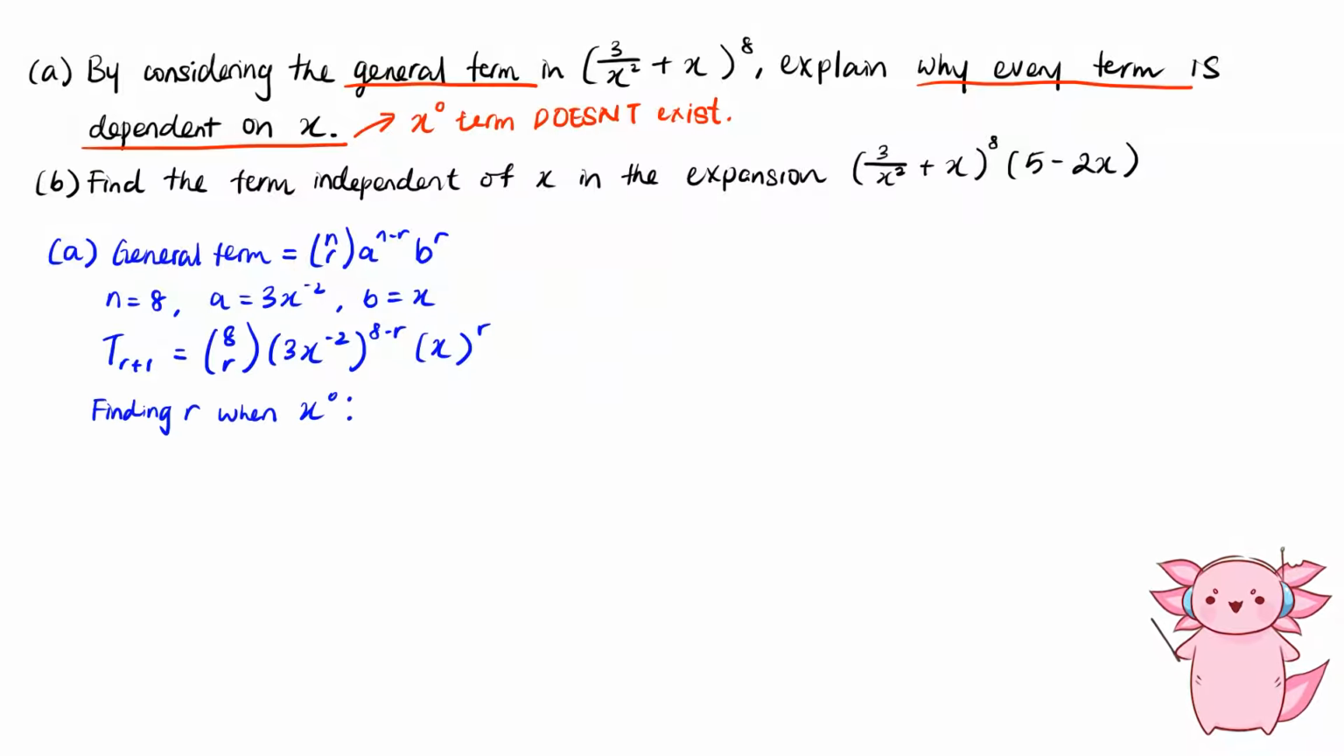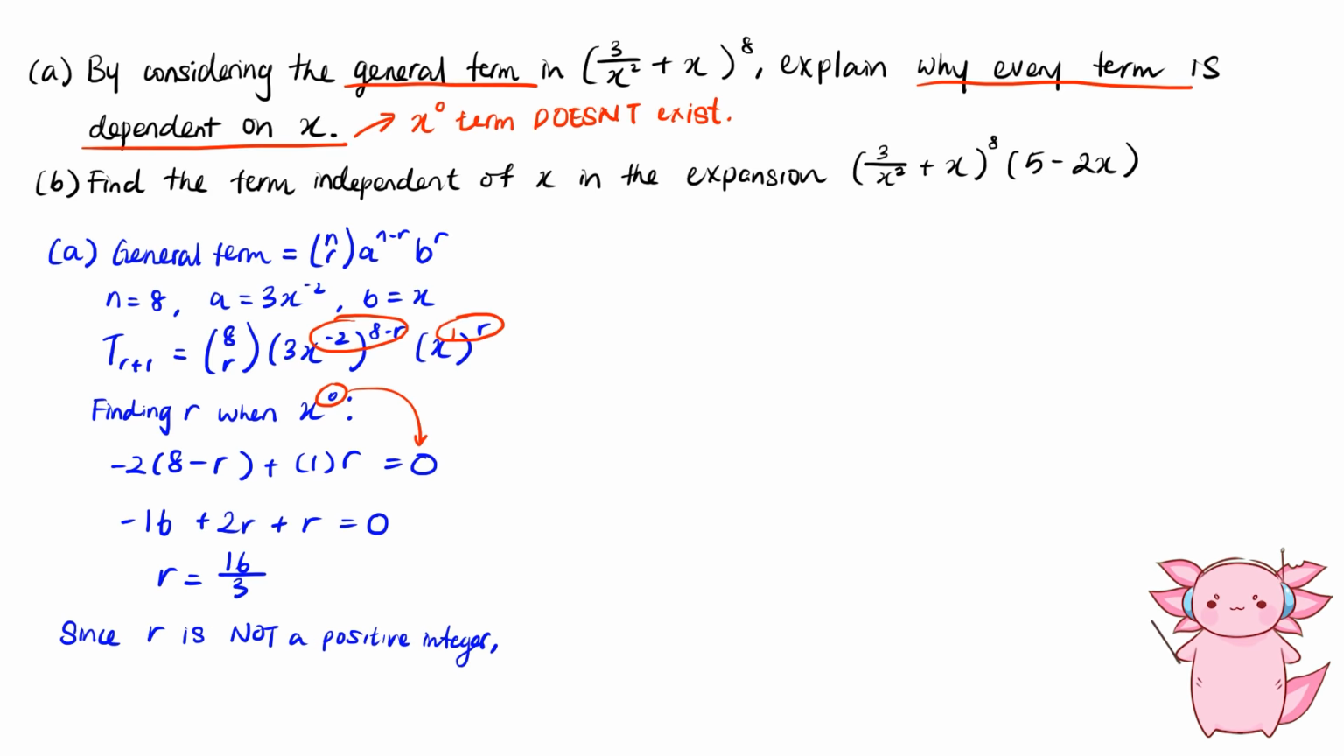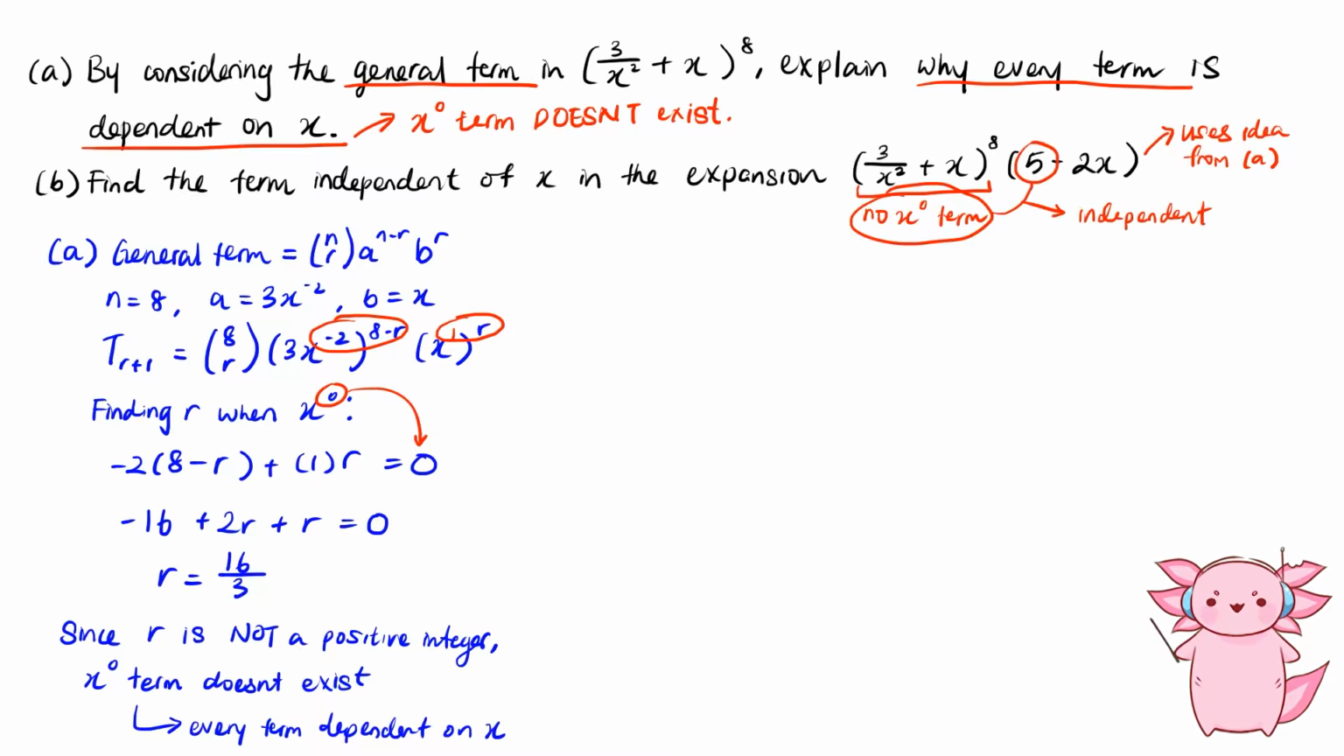So let's try to find the r value that gives us this x to the power of 0 term. Now if we just focus on the powers of x and we equate it to 0, we can solve for the r value, which gives us r is equal to 16 over 3. Since r is not a positive integer, we know that this independent term doesn't exist. Now the next part actually requires the idea from part A that since there's no independent term in this binomial expansion, nothing can multiply with this 5 to give an independent term of x.